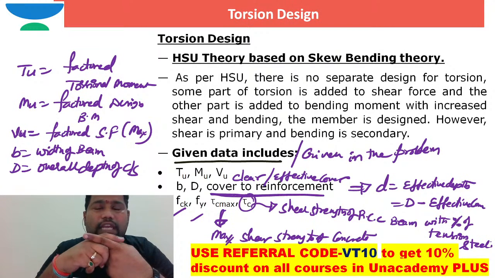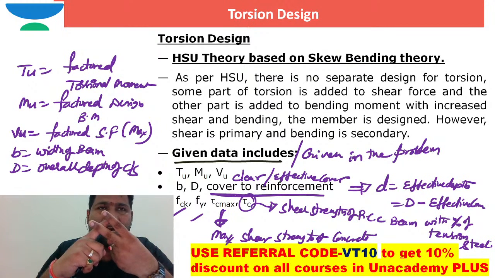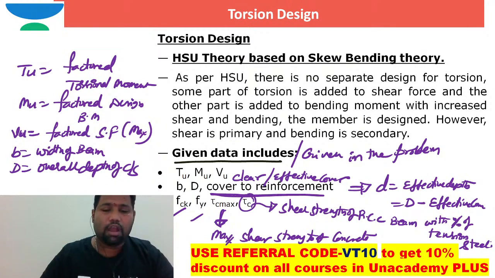The primary one in the design of torsion is shear force design. Secondary one is bending moment. I mean, the second one is flexural design. So let me talk about the shear design for increased shear force. What is the equivalent shear force for which we are designing the cross section when torsion is dominant? I want to teach you that.